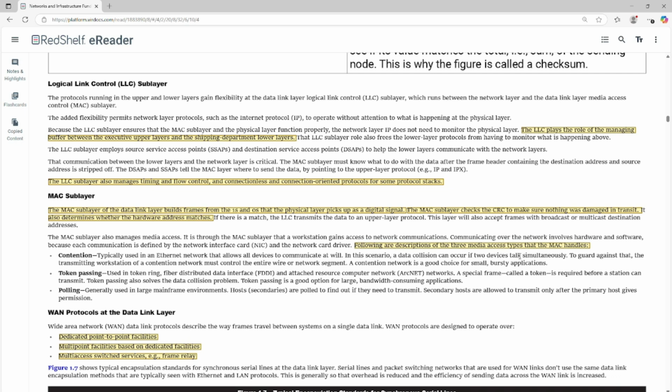In case two devices are talking simultaneously, token passing is used. It uses a token ring, fiber distributed data interface, and attached resource computer networks. It also does polling. In cases of large mainframe environments, polling helps with that. The host polls to find out if they need to transmit.